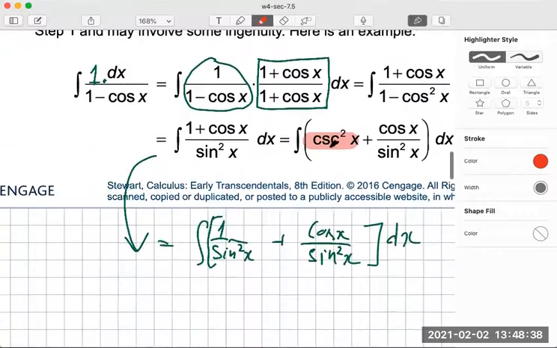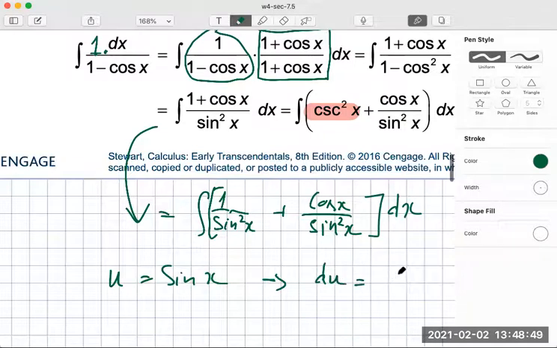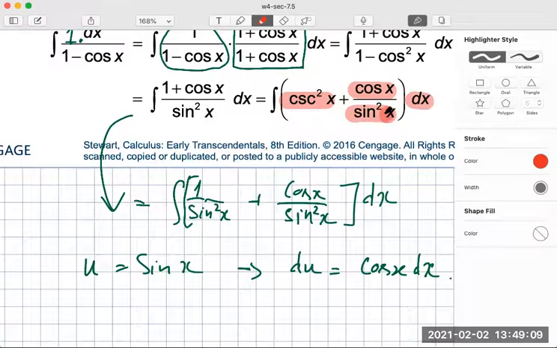Or you can do substitution, right? If you define u is sine x, then du will be cosine x dx, right? So if we do so, then we can substitute this guy by du. It will be du over u squared, right? And again, we can solve it easily.